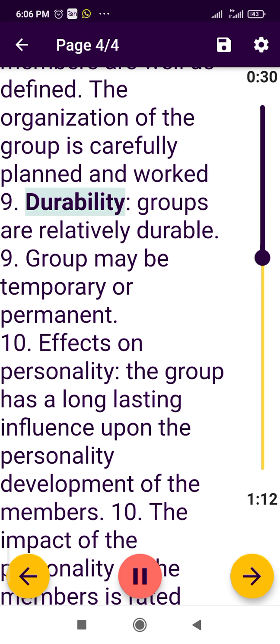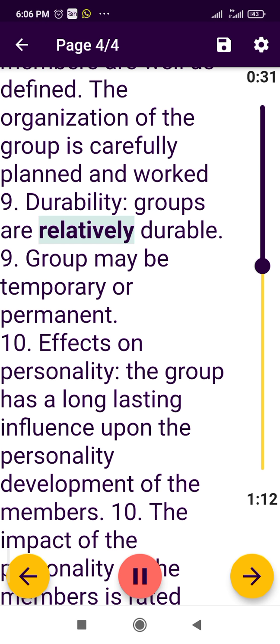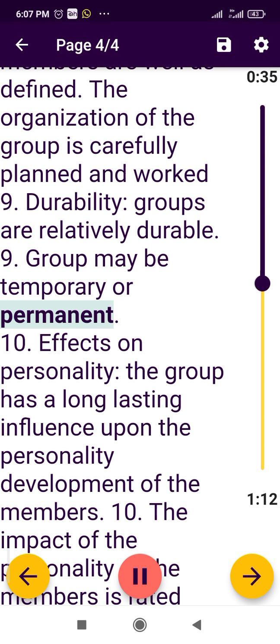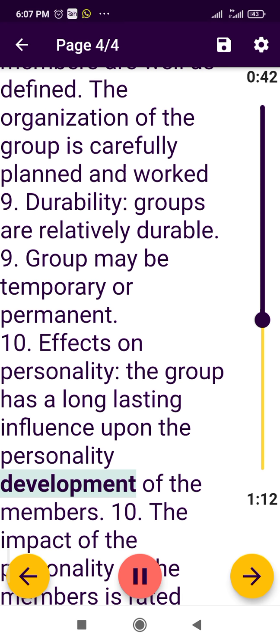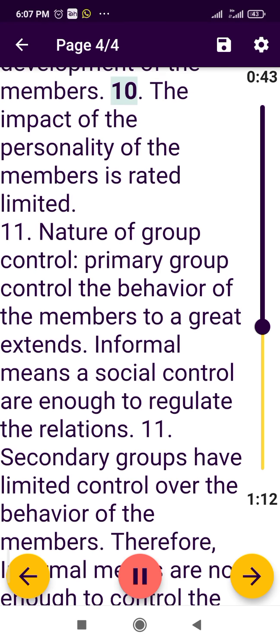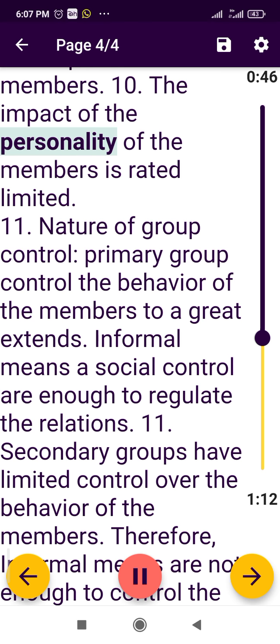9. Durability. Groups are relatively durable. 9. Group may be temporary or permanent. 10. Effects on personality. The group has a long-lasting influence upon the personality development of the members. 10. The impact on the personality of the members is rather limited.